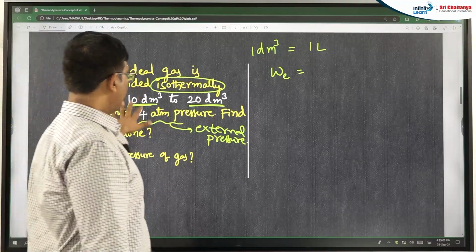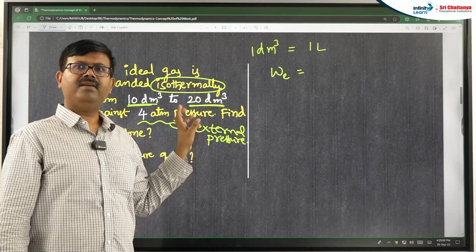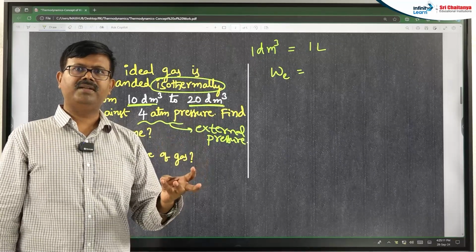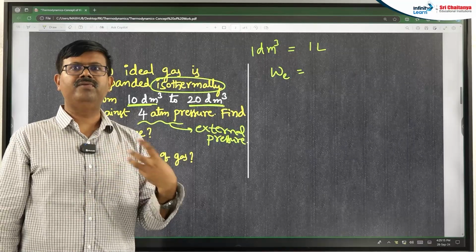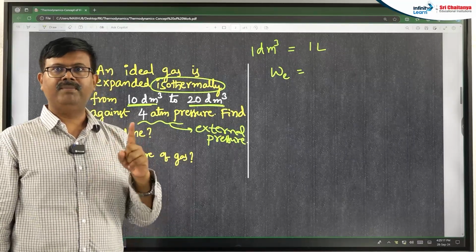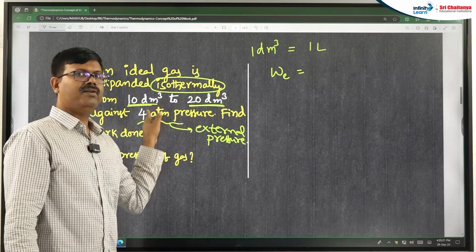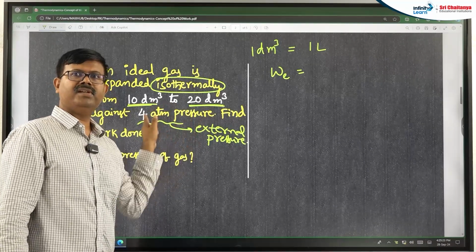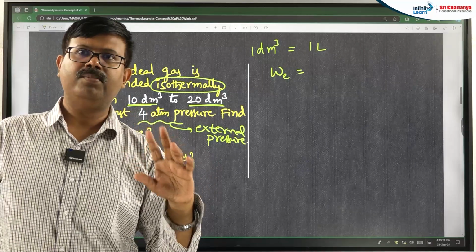Here, how to know which process it is? Because they have mentioned isothermal, but they have not mentioned whether it is a reversible process or irreversible process. How to identify that so that we use the right formula? Remember, whenever you see the external pressure is constant, understand that it is an irreversible process.